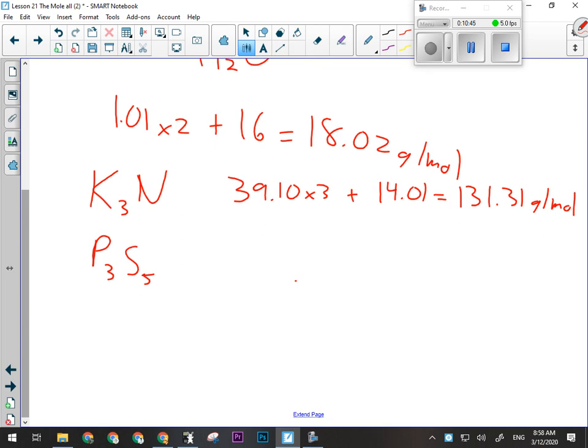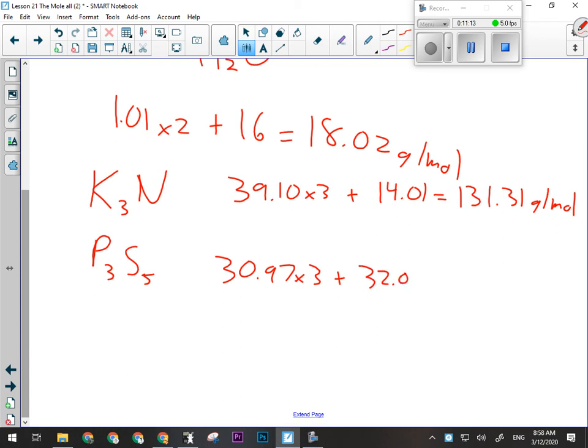Okay, second one. I've got triphosphorus pentasulfide. That's my compound there. So now I need to figure out its molar mass. So I'm going to take phosphorus, 30.97. So 30.97, and I'm going to multiply that by 3 because there's 3 of that, and I've got to add that to 5 sulfurs, 32.07.